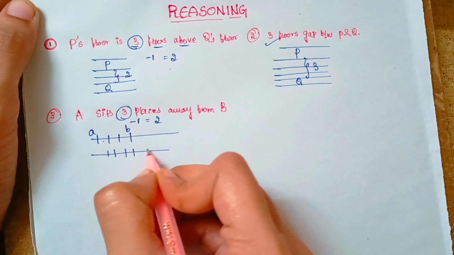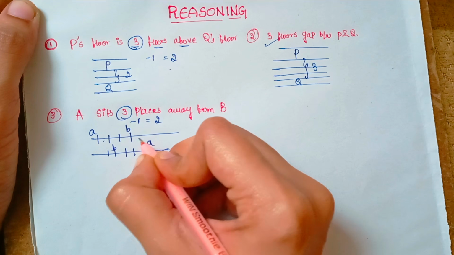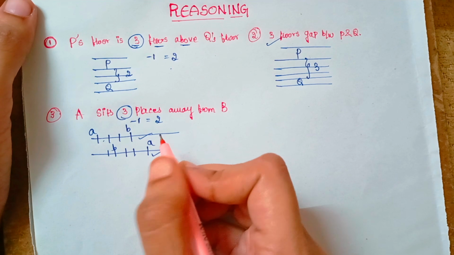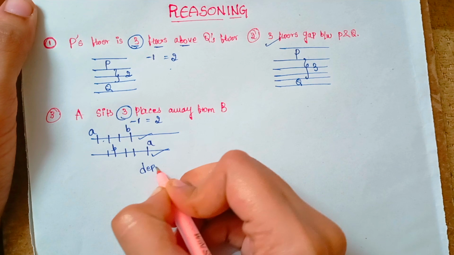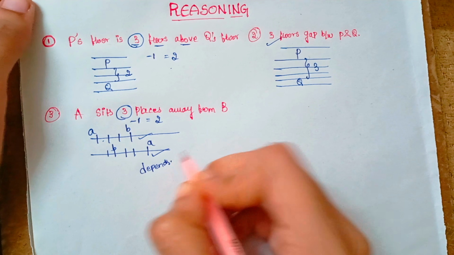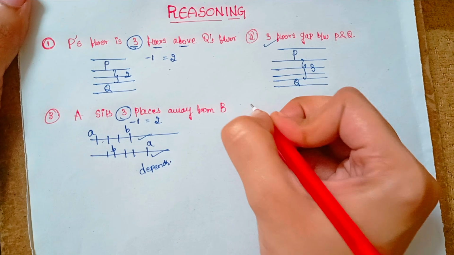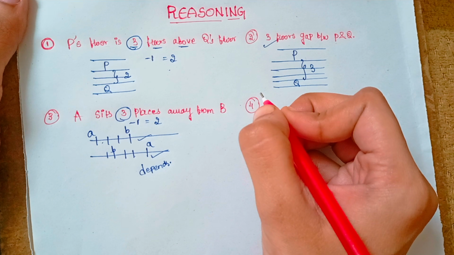It can be like this also. For example, A is here and 2 gap between A and B. It is because places should be adjusted according to that particular puzzle. So it depends on the question. Remember that. I am just explaining 3 places away, the meaning of that. So in the first statement, 3 floors above, minus 1 equals 2 gap. And in this, 3 places away, minus 1 equals 2 gap.